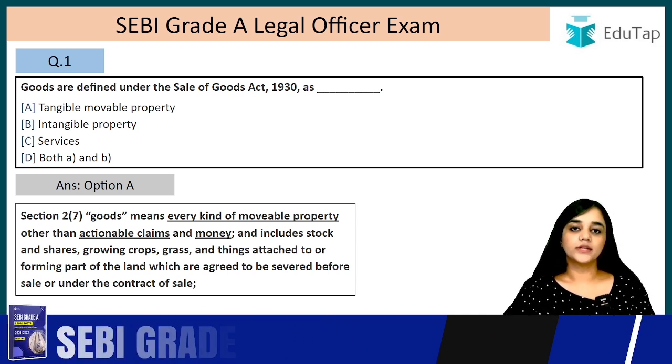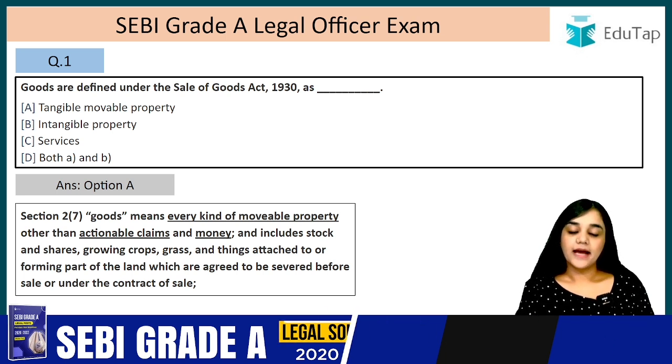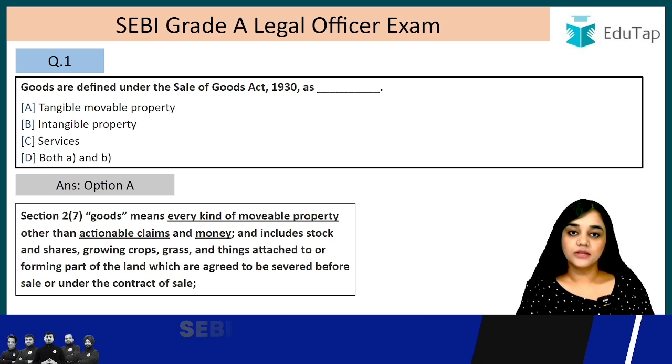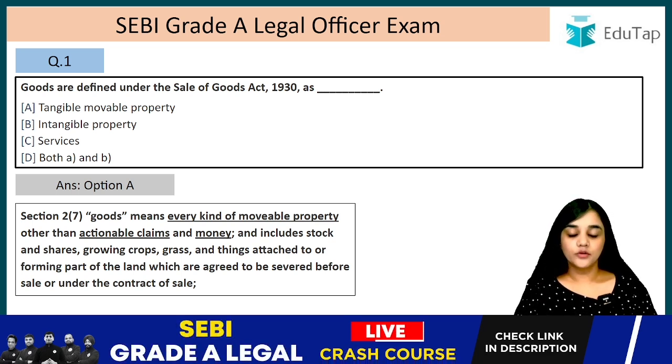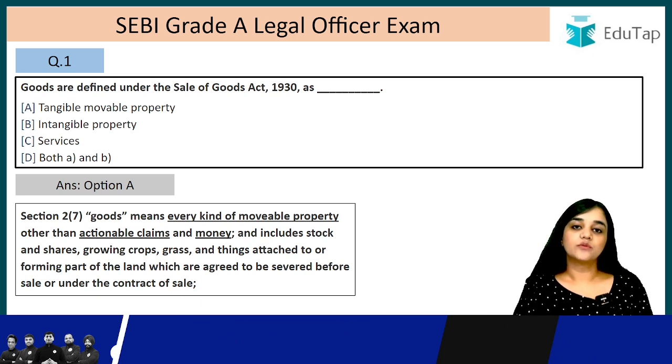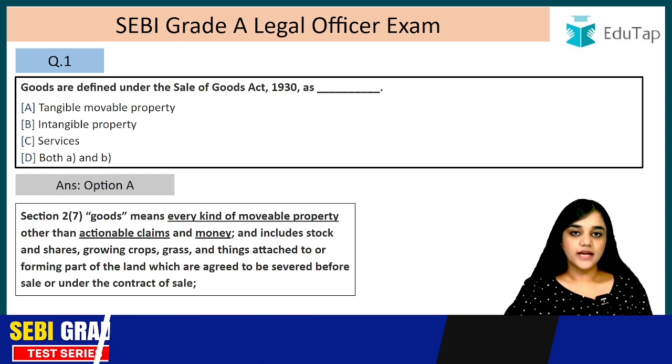Now we are clear what movable property is. Now the goods, what are goods? Goods mean every kind of movable property, but other than actionable claims. That means actionable claims do not form a part of goods, right? So actionable claims are not goods. Now the question arises, what is an actionable claim? An actionable claim is basically a type of debt which is unsecured, right?